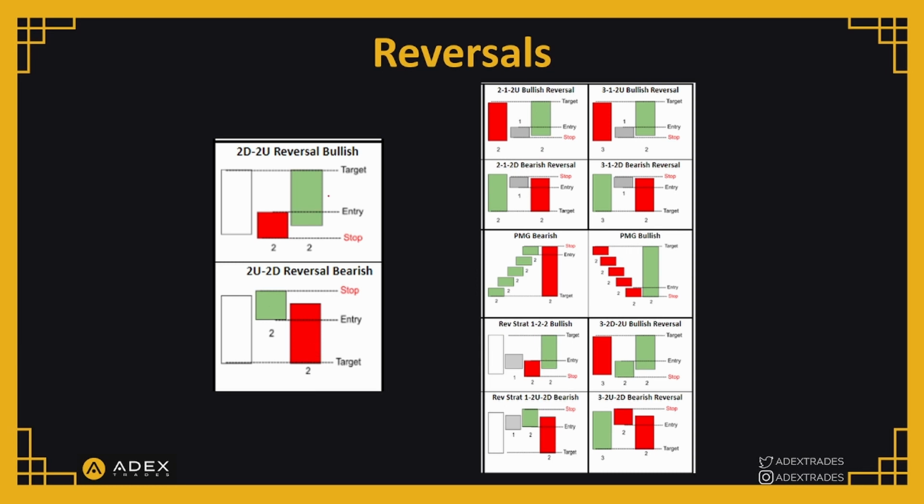Remember, this is irrespective of candle color. So a 2 up candle can be a red 2 up candle, or it can be a green 2 up candle. As long as price just broke the previous range's high, that's what's considered a 2 up. It's irrespective of the color, okay?